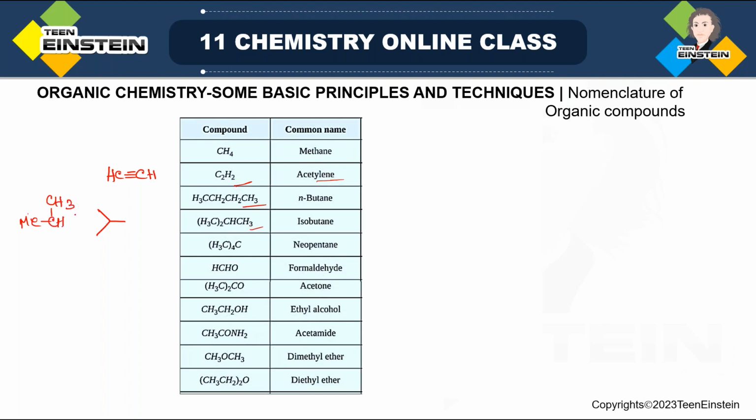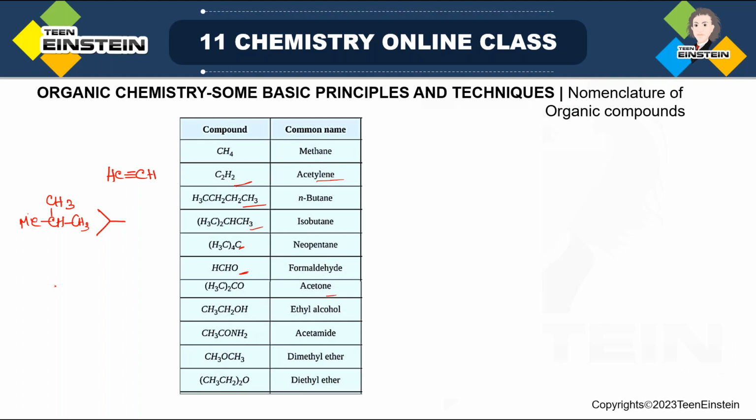You can write Me or you can write CH3. So 2 CH3, then CH, then CH3. So there are a total of 4 carbons. Okay, so it is called isobutane. Then neopentane, with the common carbon, there are a total of 4 CH3 groups attached. Now this one is formaldehyde.